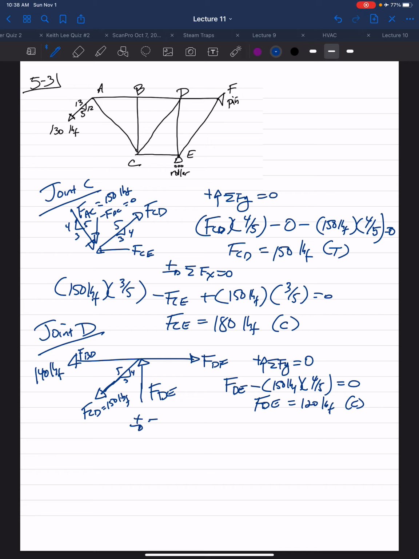Taking the sum of our forces in the x direction, we have our other unknown, FDF, minus FBD, which is 140 pound force, minus FCD, which is 150 pound force, times its x component, which is 3/5, equal to 0. FDF is 230 pound force and is pulling, so is in tension.